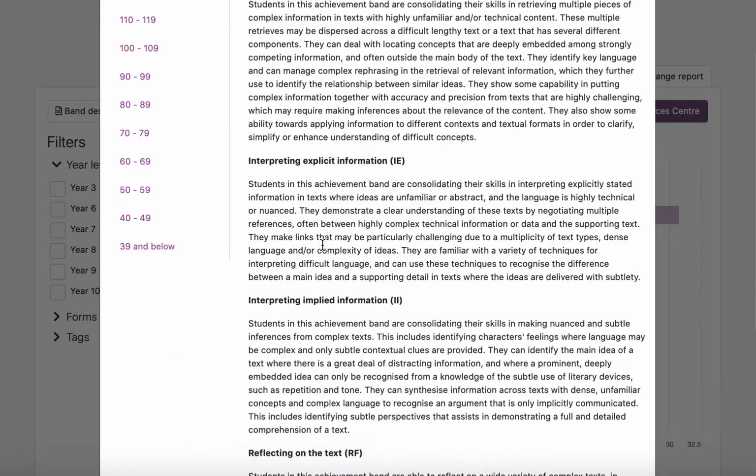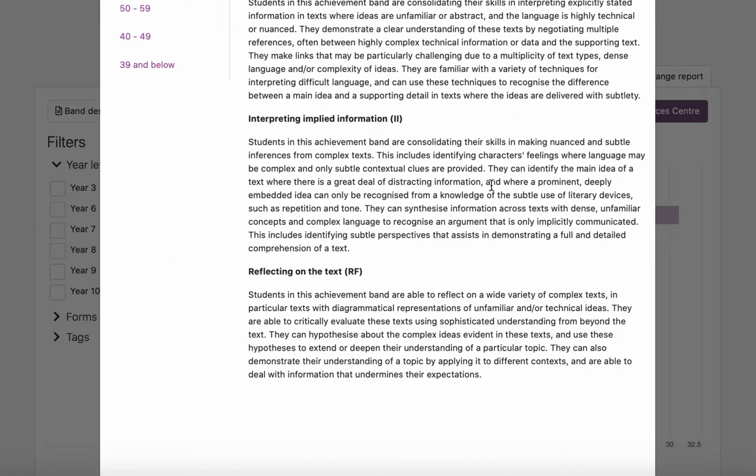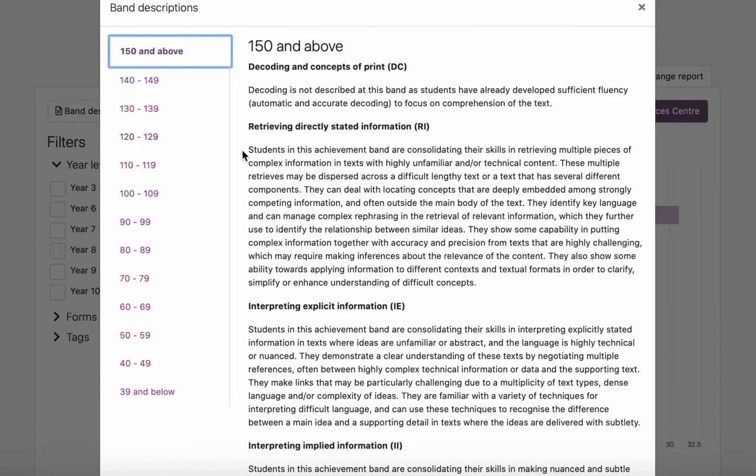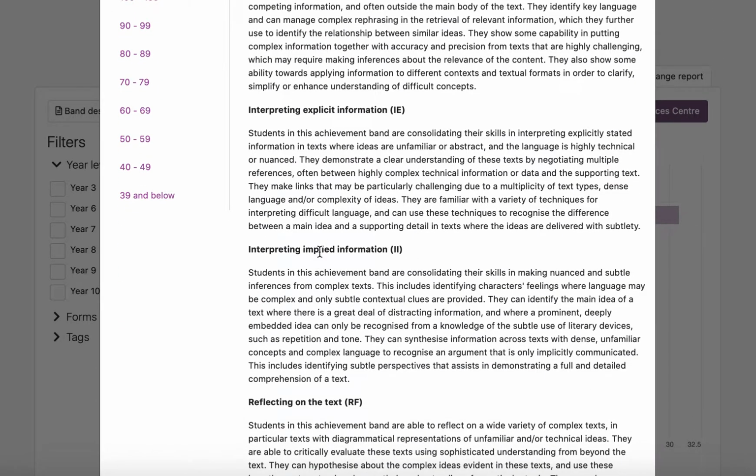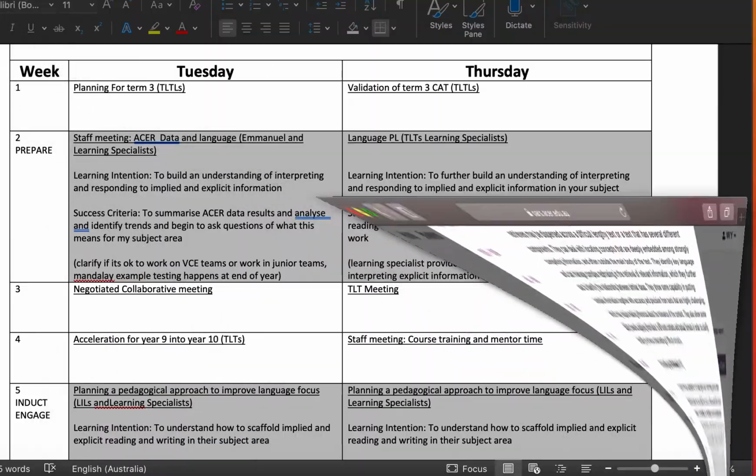One part I want to draw your attention to is just here, where it says that the students in our top band in explicit and implied information are able to identify a main idea from text or question when there is a great deal of distracting information. When I read that, I found this really prominent, really evident in VCE physical education. So I wanted to share with you just one example that I have found, and then I'll let you head off, either look at the learning specialist resources for other areas, or just simply, if you feel comfortable, find your own.